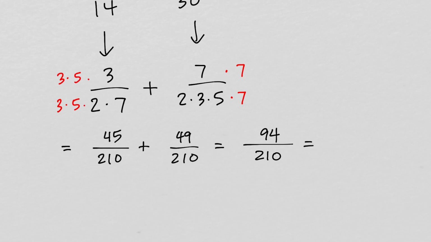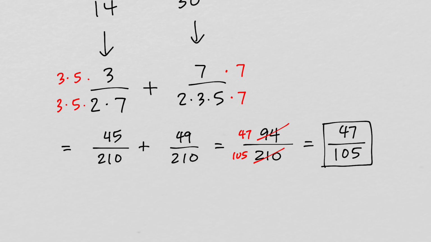And then now the question is, can we reduce this? And the answer is yes, because both of these numbers are divisible by 2. 2 goes into 94 47 times, and 2 goes into 210 105 times. So our final answer here should be 47 over 105, as long as there are no other common factors, which there aren't.